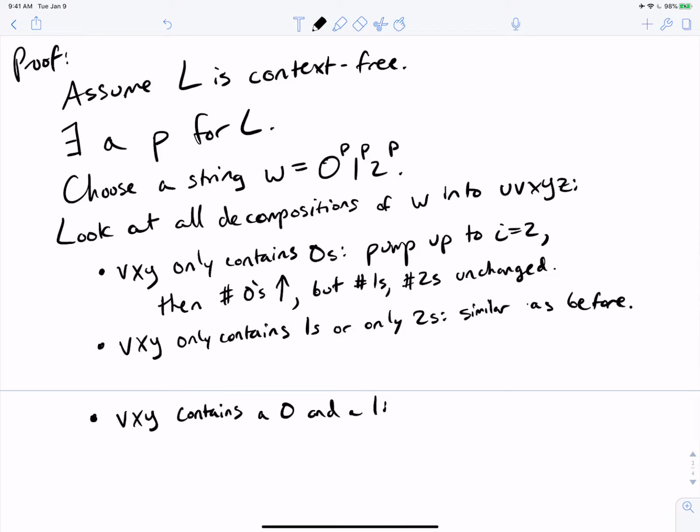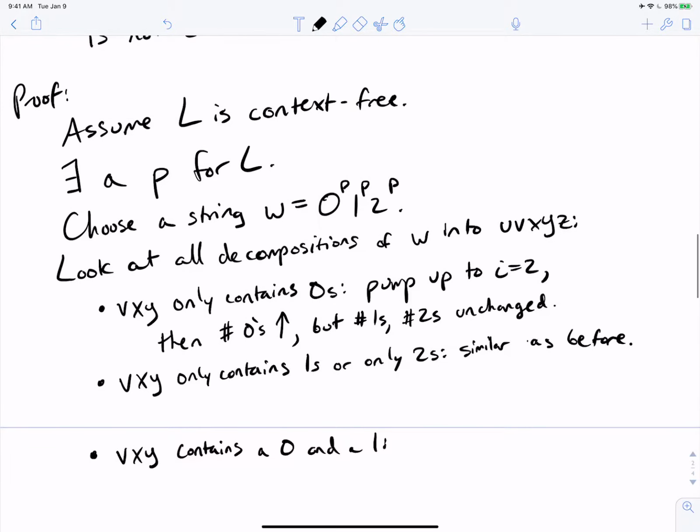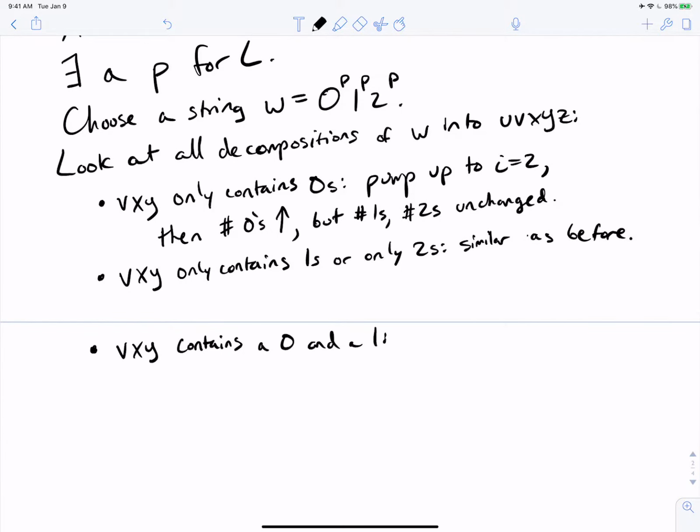Could it contain 2's? No. Why not? It's at most length P. But then here we have a run of 1's of length P. So it's not possible to go across all the 1's to hit a 2. So it only contains a 0 and a 1. It can't contain 2's. So what can we do to pump out of the language in this case?